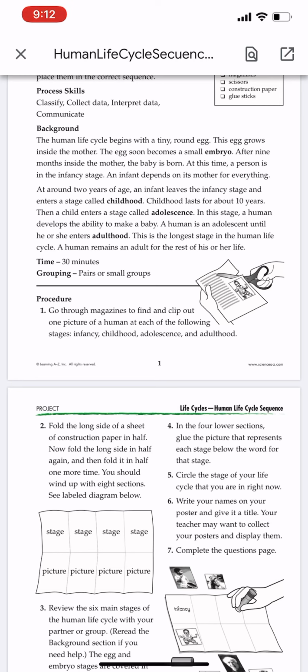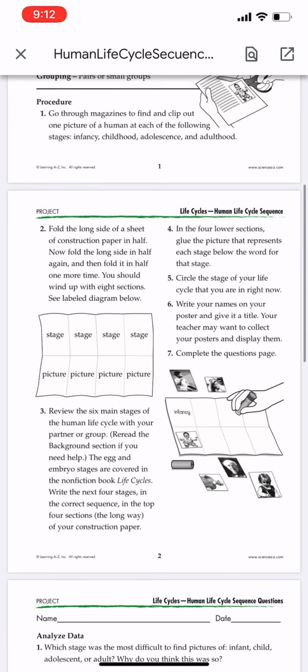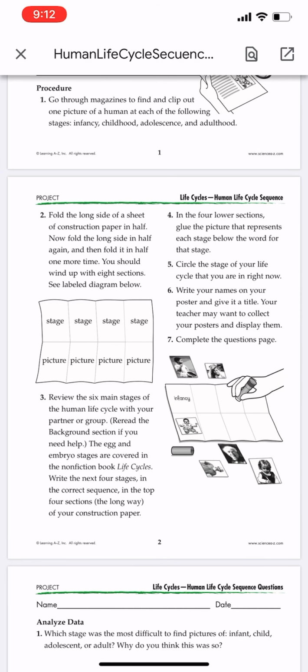This project should take you about 30 minutes and can be done in pairs or small groups. You can use your family to help you with this project. Next, I'm going to read the procedures.